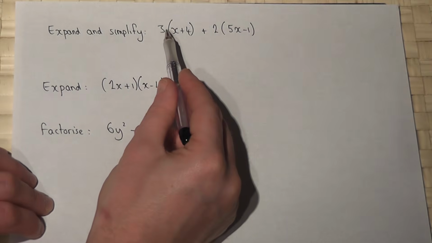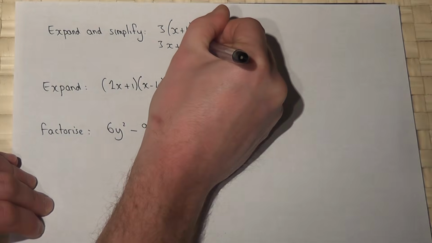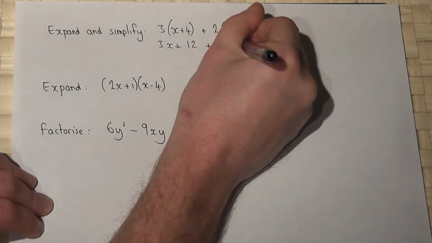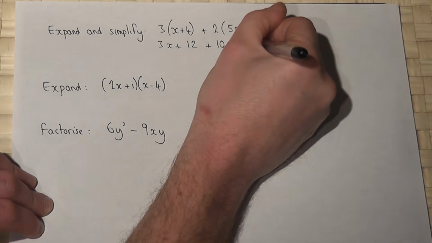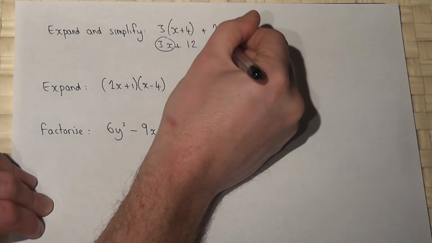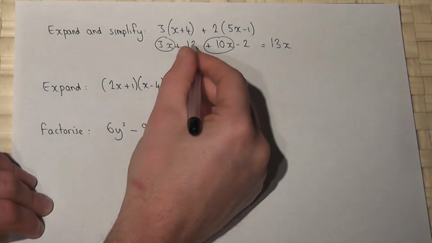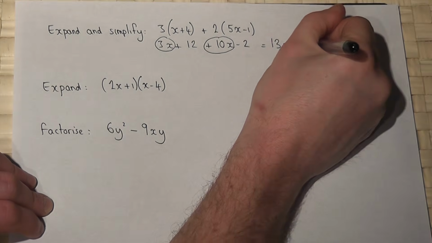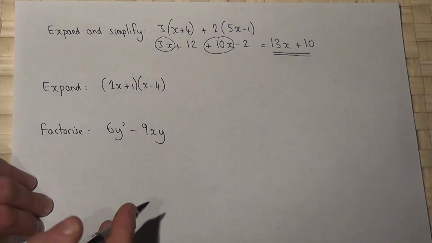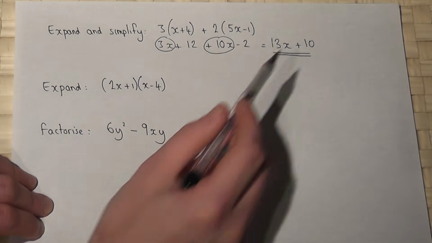So the first one is 3 times x plus 4, so 3x plus 3 times 4 is 12. And the second bracket, 2 times 5 is 10x, 2 times minus 1 is negative 2. Right then, 3x plus 10x we know to be 13x, and 12 take away 2 is just 10. So the answer is 13x plus 10. We have therefore expanded and then simplified to give a final answer.